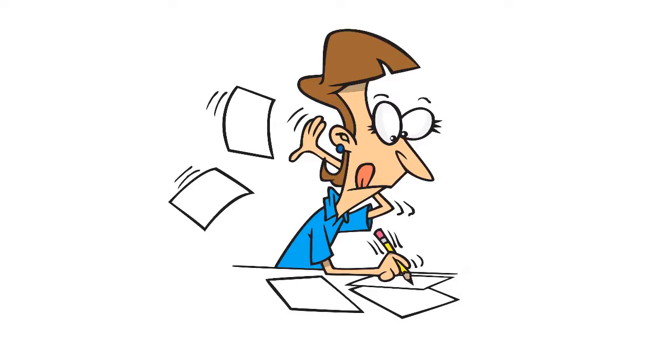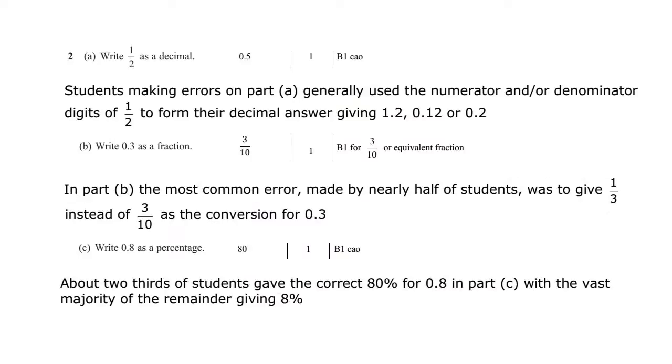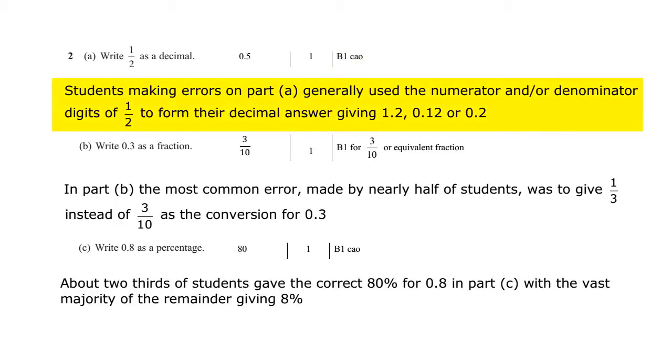So let's look at one question with that in mind. Okay, here's one. Question 2a, write a half as a decimal. And the answer from the mark scheme, the answer should be 0.5. 1 mark for it, it's a working mark, and it's the correct answer only. And this is from the examiner's report. Students making errors on part A generally use the numerator and/or denominator digits of a half to form their decimal answer, giving 1.2, 0.12 or 0.2.